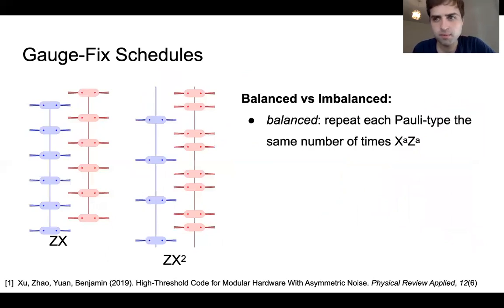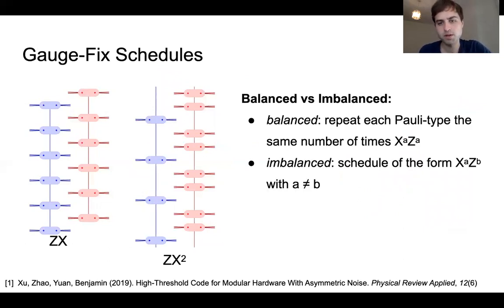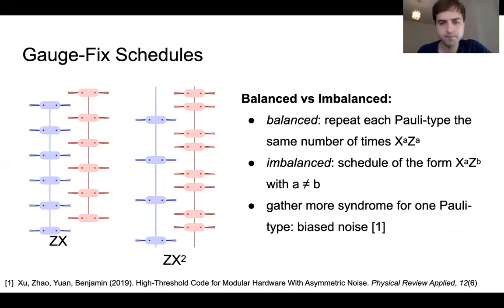But it's an even bigger improvement when you've got biased noise. So I've already shown you the balanced schedule where you repeat each Pauli type the same number of times, but you can also pick an imbalanced schedule where you measure one Pauli type more often than the other. And here you can now gather more syndrome information about one Pauli type. This is useful for biased noise models.